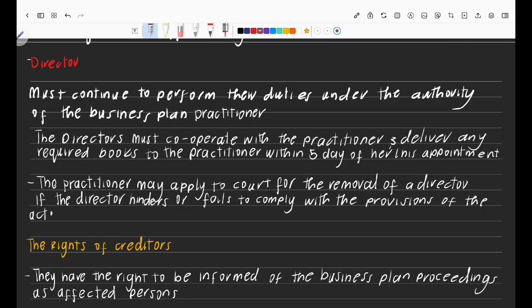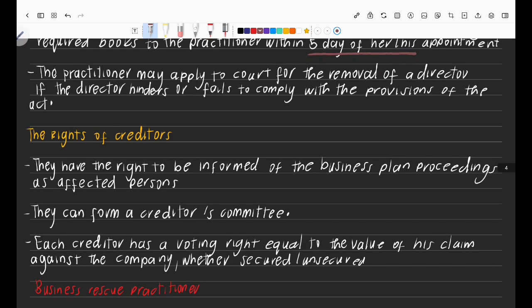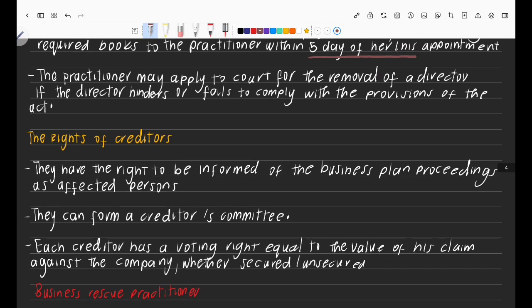Right. So what about a director? So a director must continue to perform their duties under the authority. So this is important, under the authority of the business rescue practitioner. The director must cooperate with the practitioner and deliver any required books to the practitioner within 5 days of his or her appointment. Right. The practitioner may apply to the court for the removal of a director if the director hinders or fails to comply with the provisions of the act or of the business rescue plan.